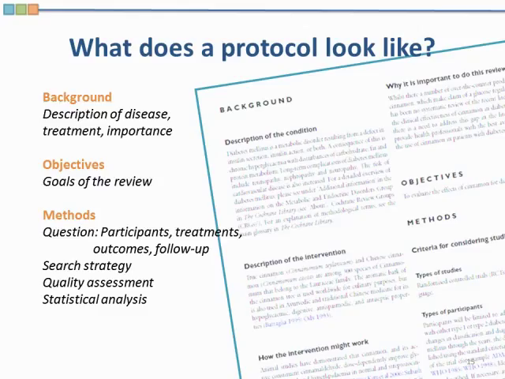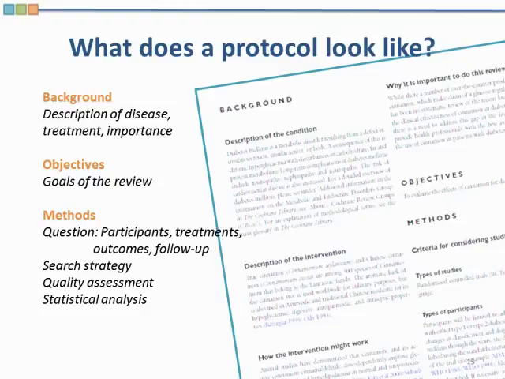A protocol will include a background section which is similar to any paper. It should describe the condition or disease, the treatment, and the importance of the review. Then there is the objective section, which is usually brief. The most important part of the protocol is the methods section. This section describes quite thoroughly what the research question is, how the authors will search for the studies, how they will assess the studies, and how they will do the statistical analysis.